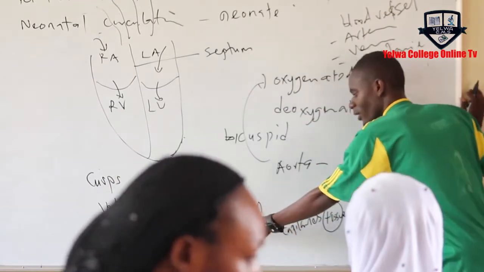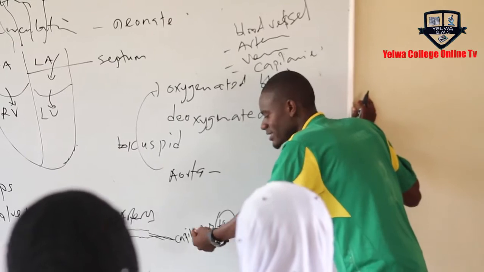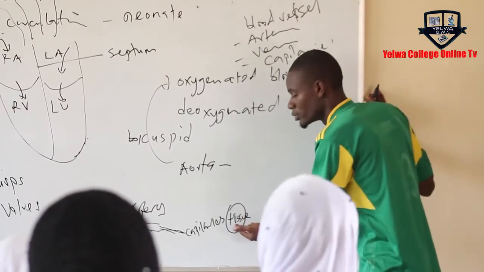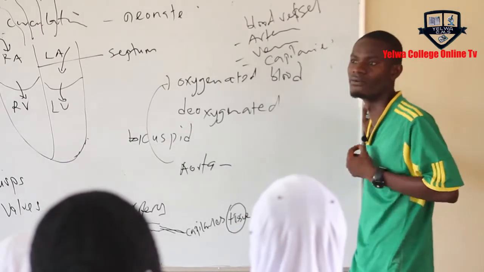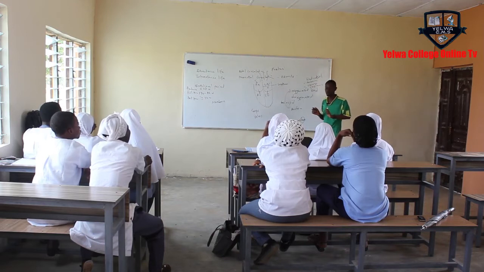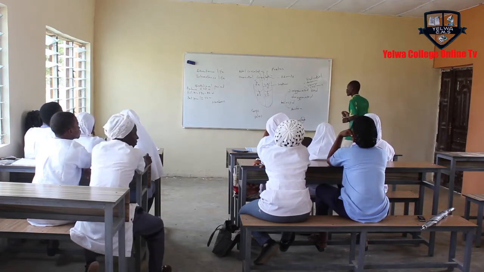The blood from the artery, which is oxygenated, goes to the what? Capillary. This capillary will now exchange the oxygen to the what? To the tissue through diffusion. Through what? Diffusion. Diffusion is defined as what? Movement of molecules from a region of high concentration to a region of low.